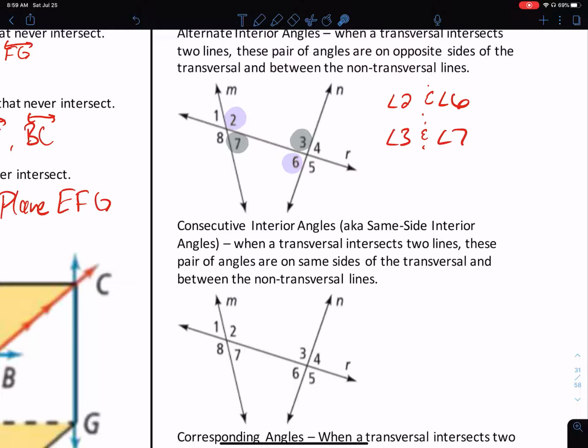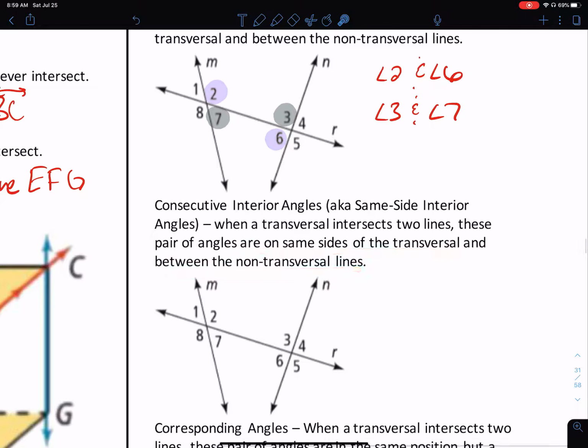Let's look at the next type of interior angles called the consecutive interior angles, also known as same side interior angles. When a transversal intersects two lines, this pair of angles, consecutive interior angles, are on the same side of the transversal and between the non-transversal lines. So consecutive interior angles would be angles 2 and 3. They're on the same side and they're on the interior. It's a pair of consecutive interior angles. Similarly, angles 7 and 6 are a pair of consecutive interior angles, also known as same side interior.